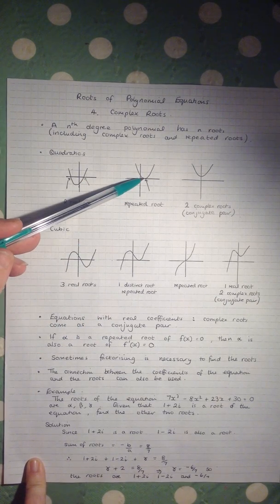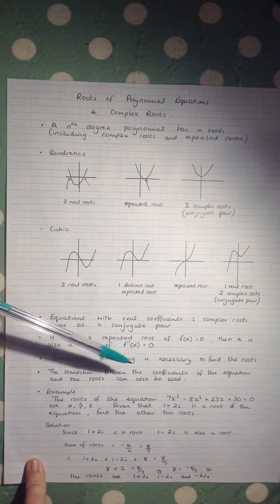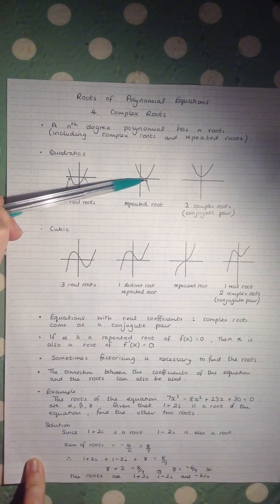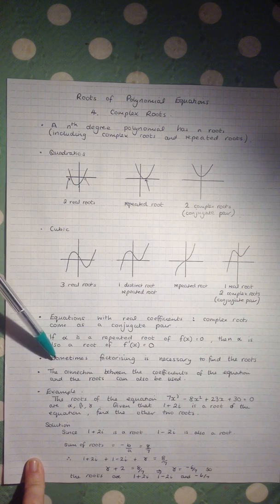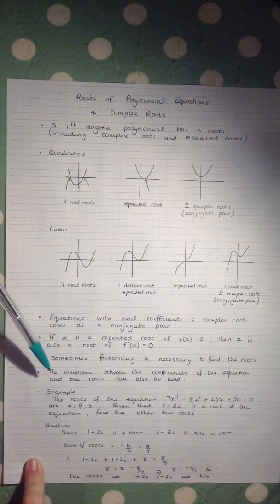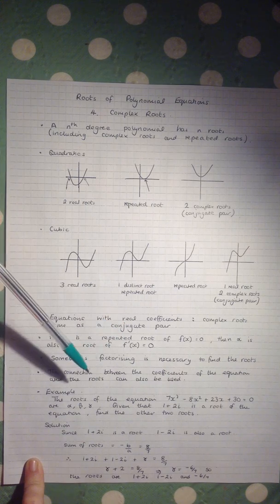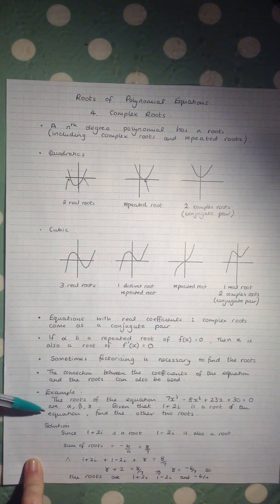If we have a repeated root, then alpha is also a root of f dashed of x equals 0. It's to do with the gradient being 0. Sometimes we need to factorise to find the roots, so we will need to do something like polynomial division. Depends on which root you are given, or if you're given any roots. And then sometimes we can still use the connection between the coefficients of the equation and the roots. So this is an example of this just here.